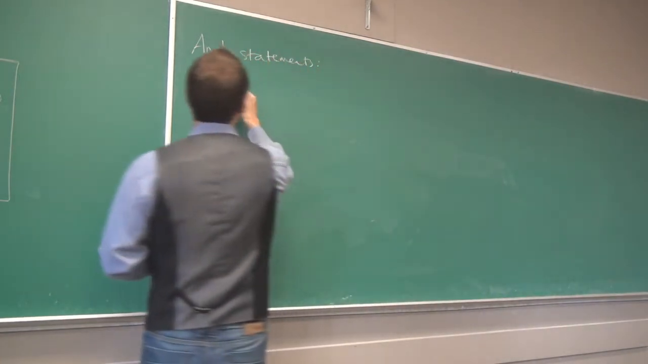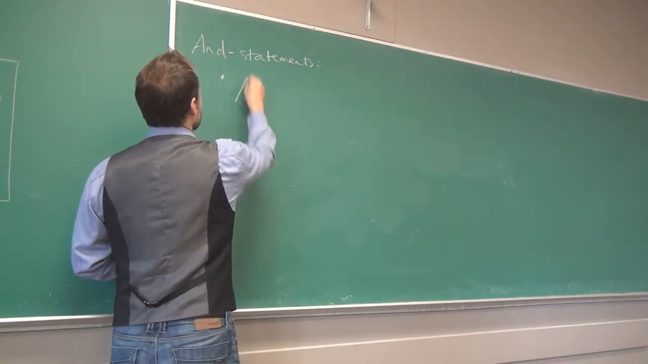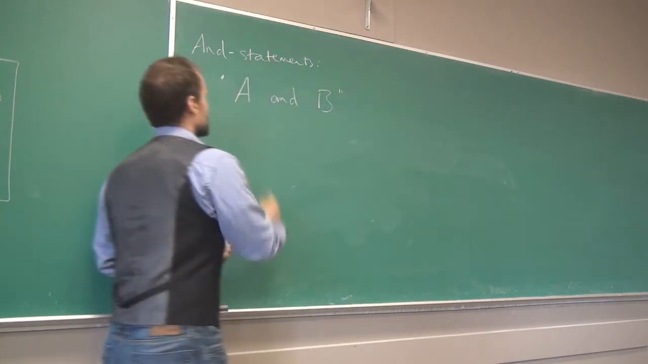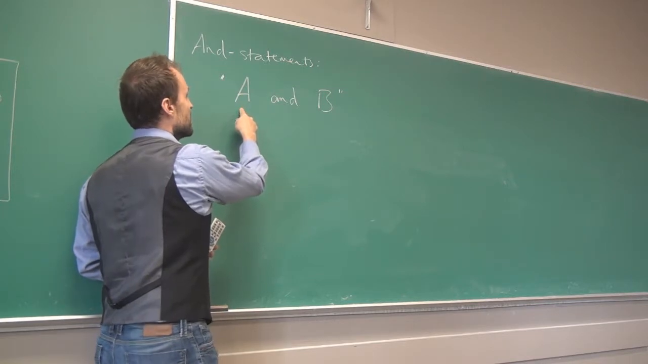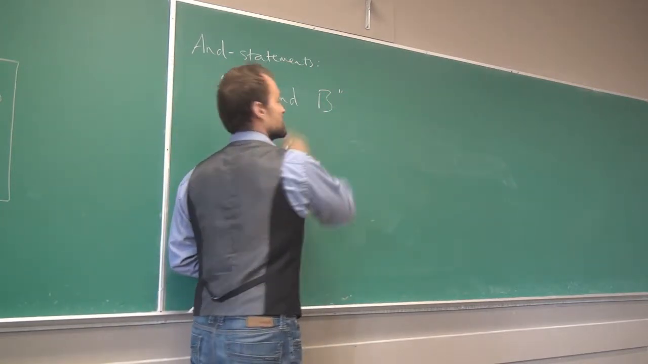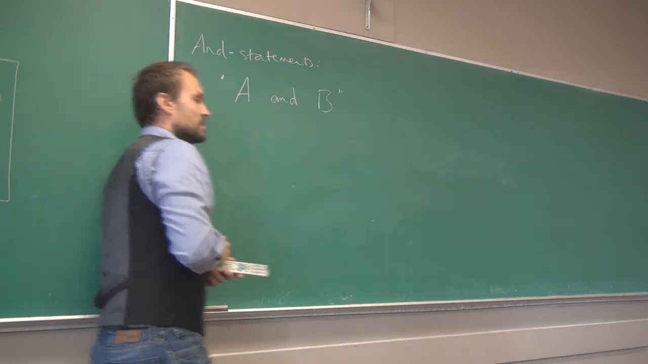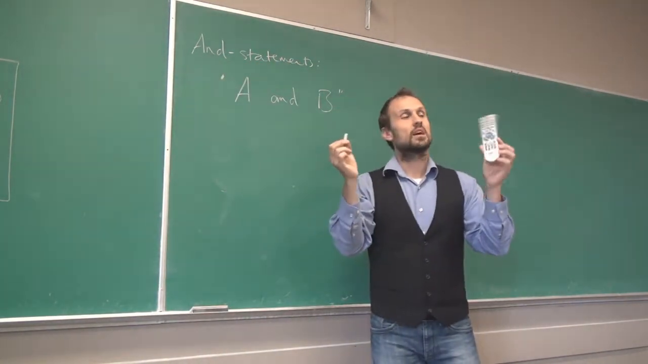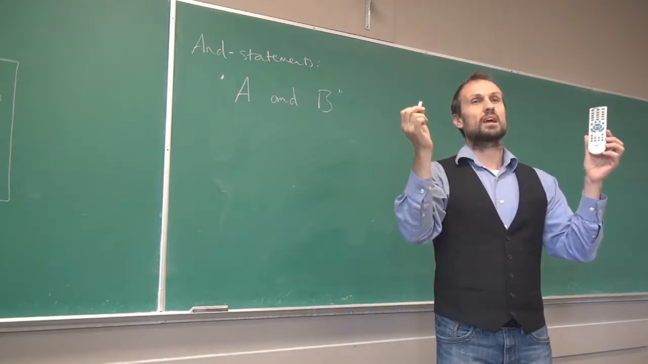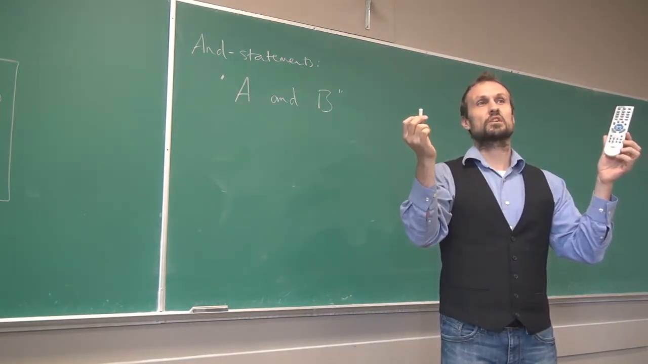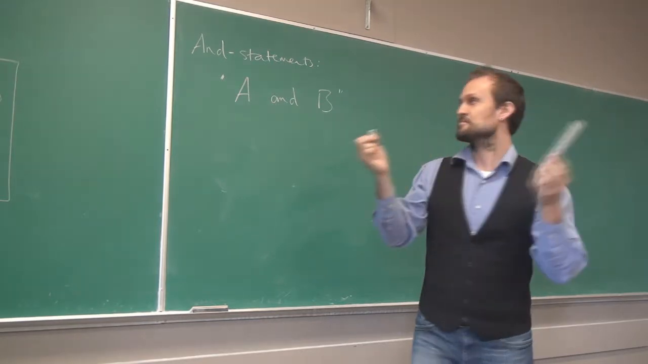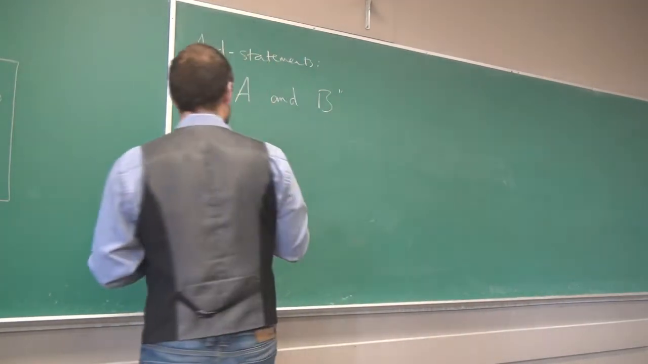So in this case, our sentence looks like A and B. I'm going to say something represented here, link it, and then say something else. So I'm holding up two things. I'm making the statement, I have a remote in my hand and I have a piece of chalk in my hand. Is that true or false? True. Not a trick question.